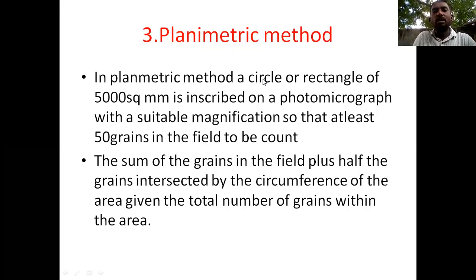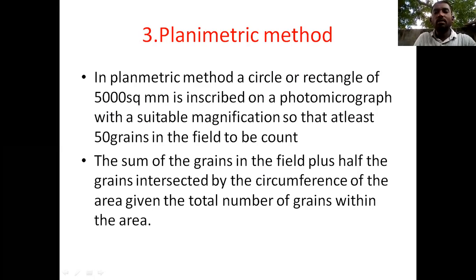Next is the planimetric method. How do we find out the grains? The first method is the formula, the second is the line, and the third is the circle. You draw a circle, or rectangle, of 5000 square mm inscribed on a photomicrograph with a suitable magnification, so that at least 50 grains in the field can be counted. So it is the planimetric method.